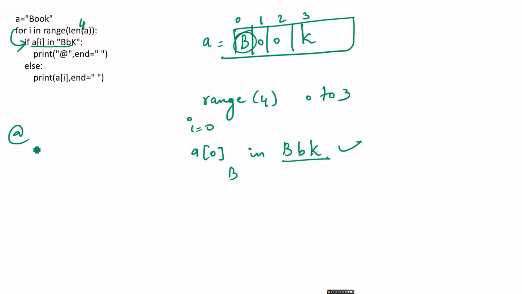So we are not moving to the next line. We are printing the output in the same line. Next, we'll go back to the loop. Next value of I is 1.